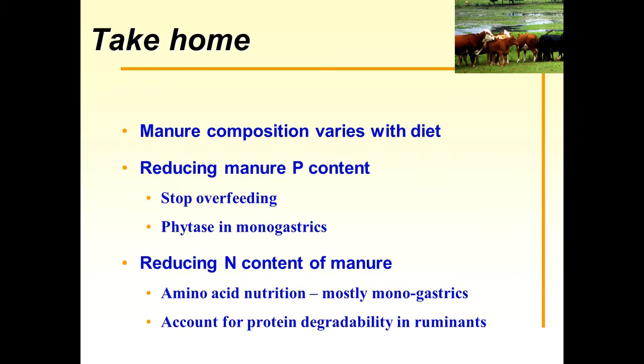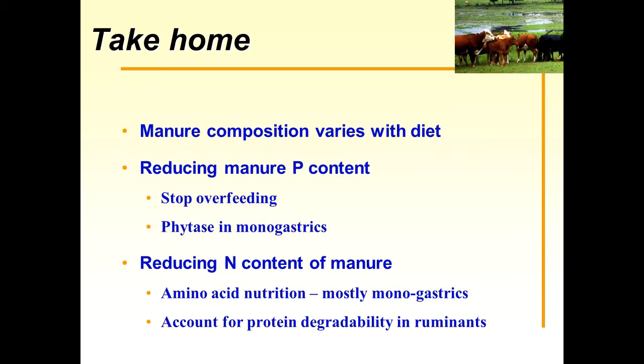And with that, I think I'm going to wrap up this lecture. There are a few take-home messages. The first is that manure composition varies with diet, that what goes in the front end of the animal absolutely influences what comes out the other end of the animal. So to reduce manure phosphorus content, stop overfeeding phosphorus. And in monogastrics, let's make sure that we are utilizing exogenous phytase so that we can meet the needs of the pigs or the broilers or the turkeys or the layers with minimal dietary phosphorus.